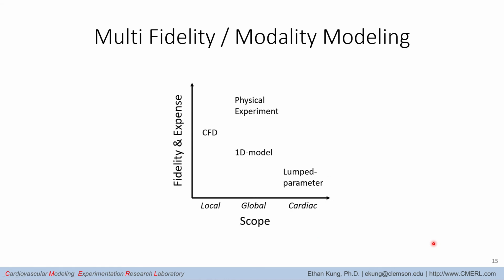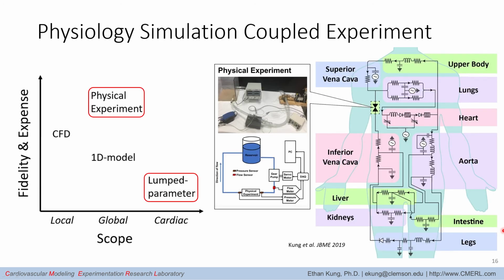Okay, so we've talked about these two approaches that can offer a high fidelity or a wide scope. Now, we can get the best of both worlds if we combine them in some sort of multi-fidelity, multi-modality model. And that's what we've done. This is a technology that we recently developed called the Physiology Simulation Coupled Experiment. What this is basically is we came up with a coupling scheme to be able to directly connect a physical experiment to a computational physiology simulation.